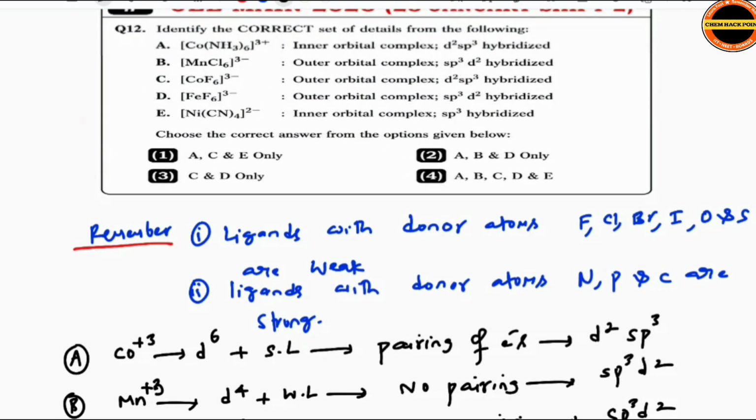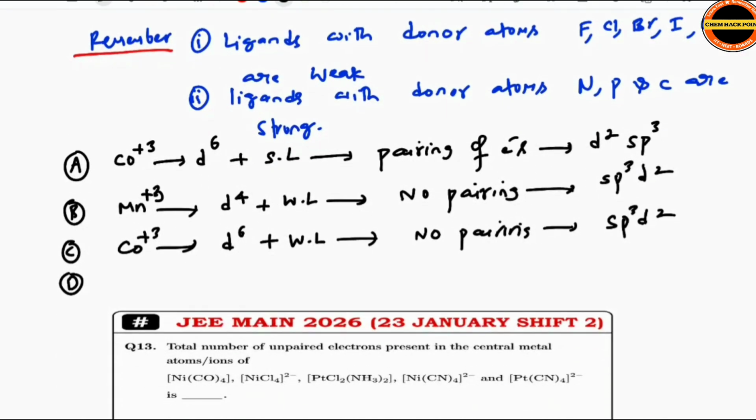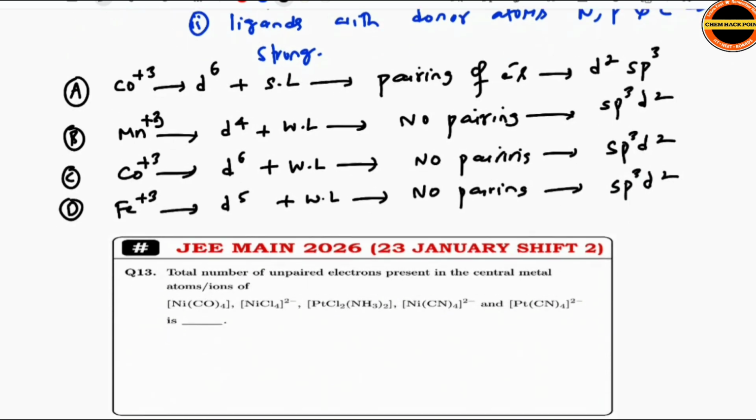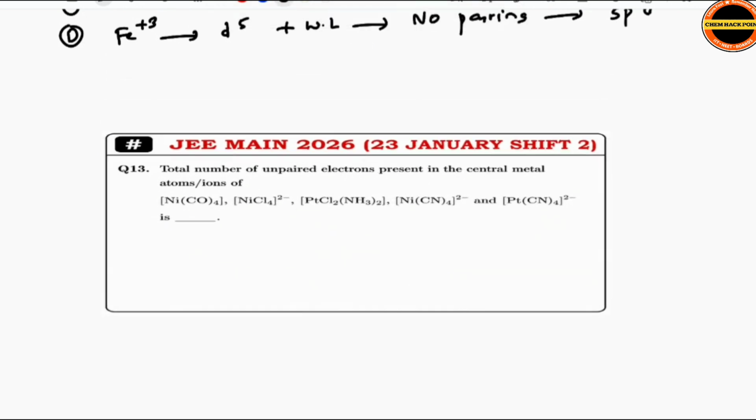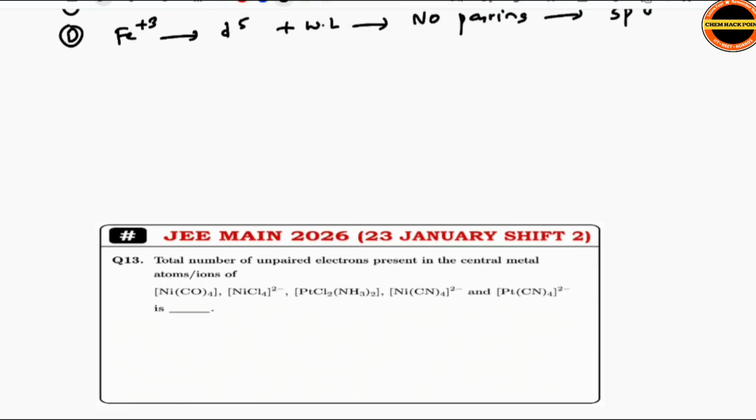Next complex, FeF6 3-. So here if I take Fe +3, which is d5 configuration plus weak ligand. So weak ligand here, what happens? No pairing occurs. Whenever there is no pairing, hybridization should be outer d orbital complex, sp3d2. So remember, whenever there is no pairing, outer d orbital complex is obtained.